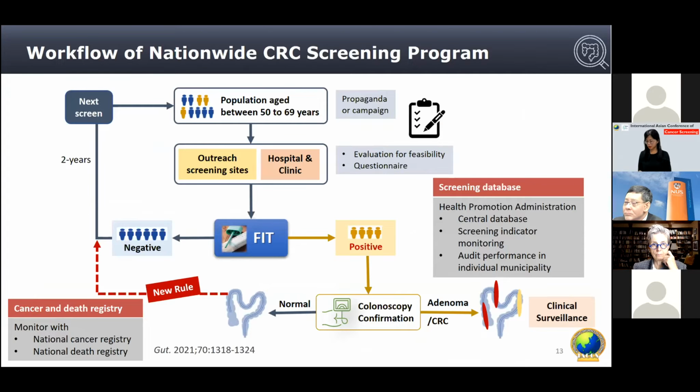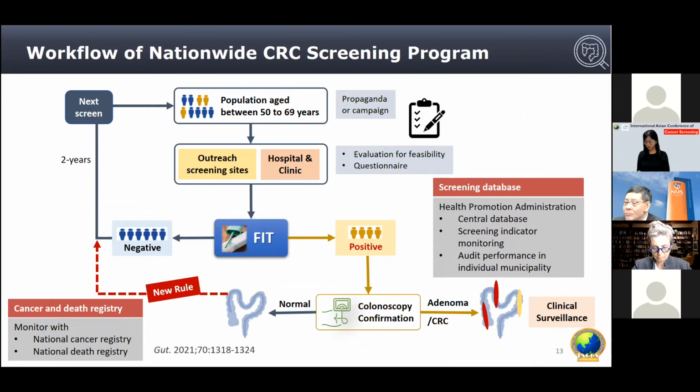This is the screening workflow. Subjects were checked for eligibility and were asked to complete a questionnaire that collected basic demographic data. The whole process of screening activity was under regular monitoring. Subjects who tested positive were referred for colonoscopy confirmation. If subjects were detected with adenoma by colonoscopy, they entered clinical surveillance.